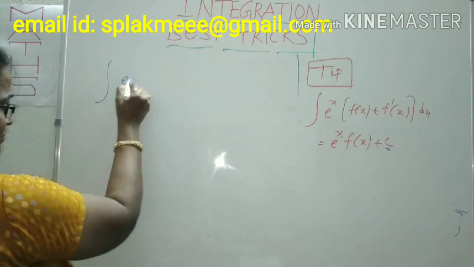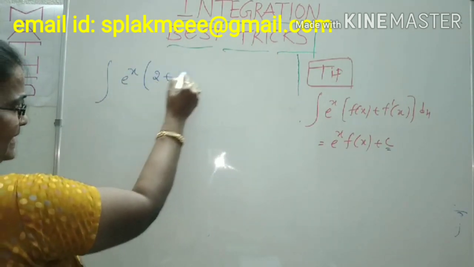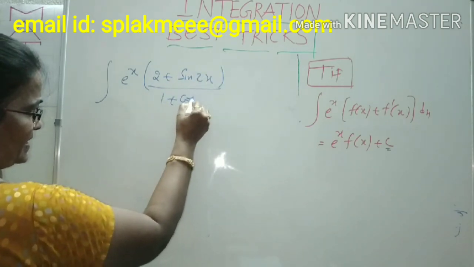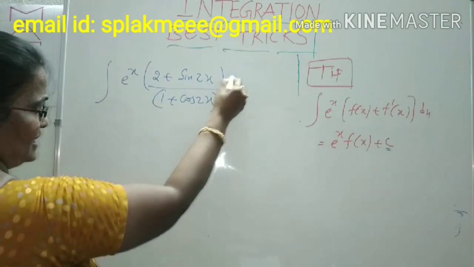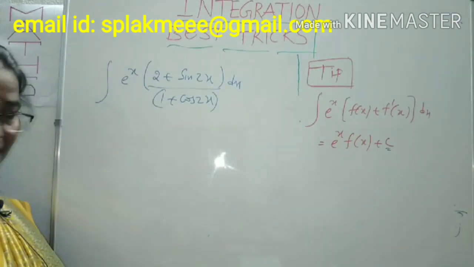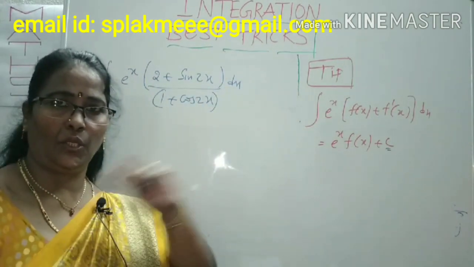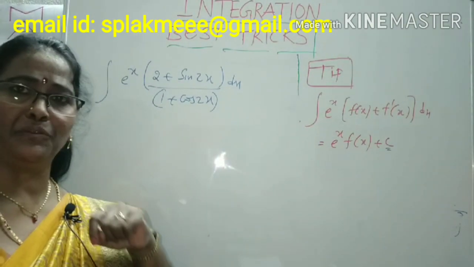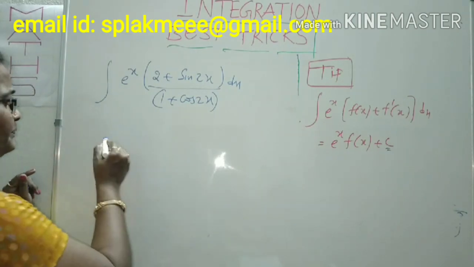e power x of 2 plus sine 2x by 1 plus cos 2x. If the given question is like this, what can you do for this one? Is it in that form directly? No, it's not in that form directly. You have to do something to reduce it into that form. Simply, you know that clearly.